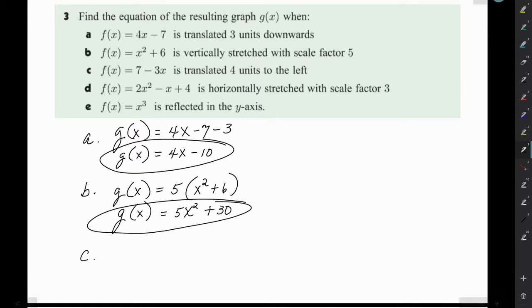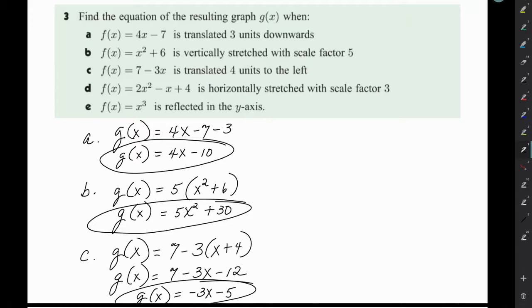Letter C, we're translating our function 4 units to the left. So that means wherever we have an x, we have to put inside the parentheses a plus 4. So g of x is going to be equal to 7 minus 3 times x plus 4. And we'll just clean that up.